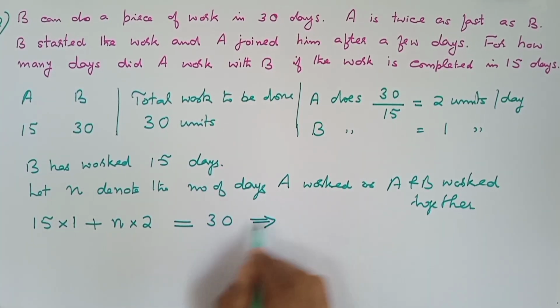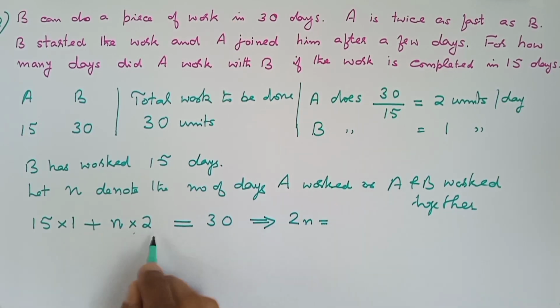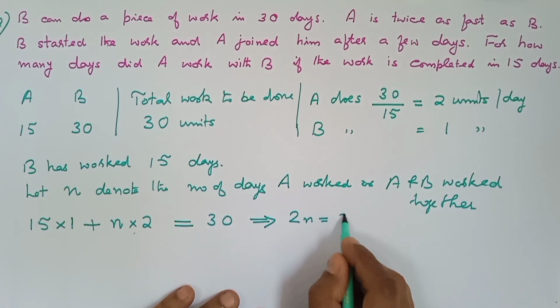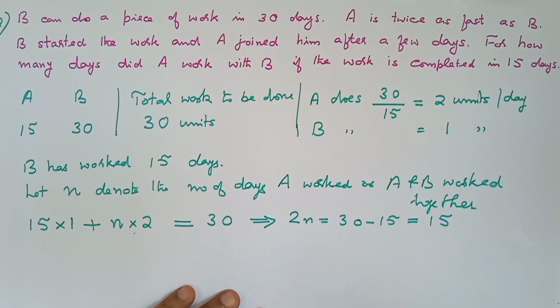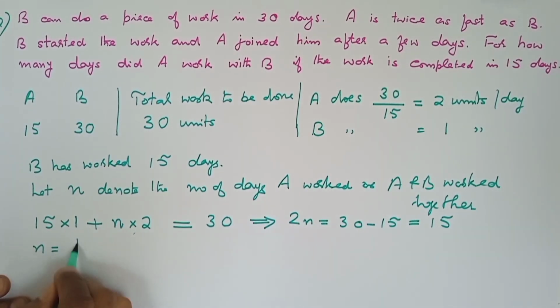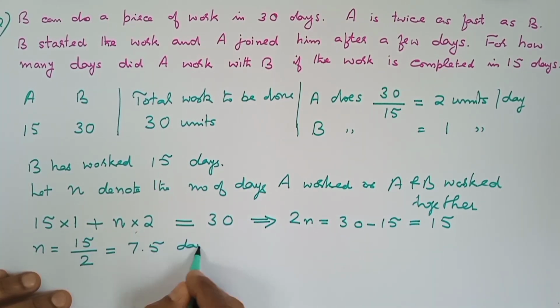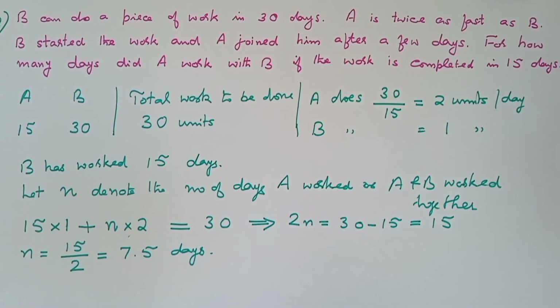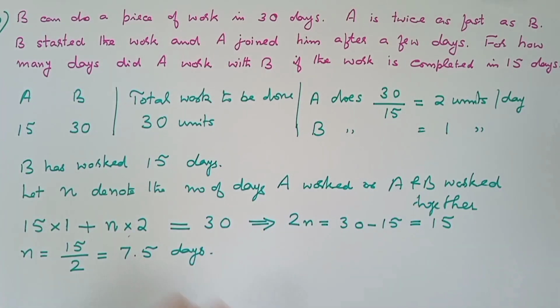Let's solve for n. So 2 into n, 2n. Take 15 to this side, 30 minus 15, which is equal to 15. So 2n equal to 15. So n is equal to 15 by 2, which is 7.5 days. So 7.5 days is the number of days A has worked in the job, or rather A and B worked together. Both mean the same thing.